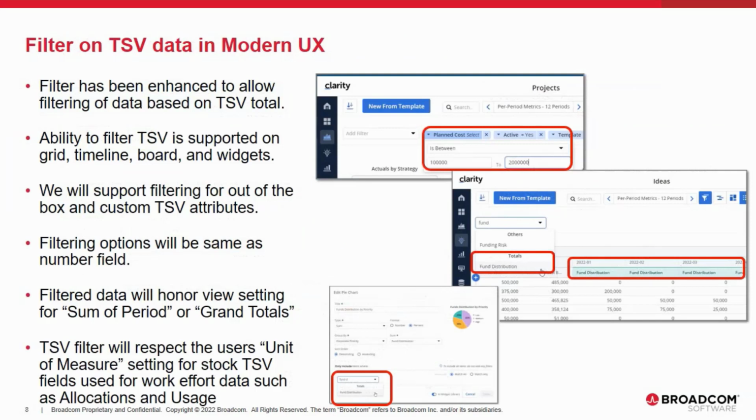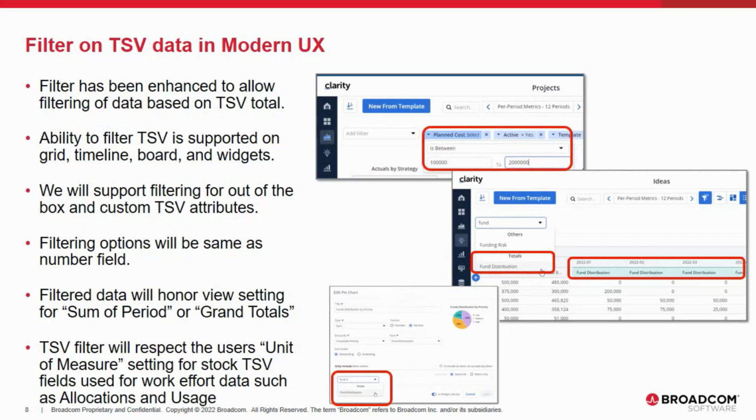We will now have the capability to filter on TSV data in the modern UX. Filter has been enhanced to be available for filtering for TSV data in grid, timeline, board, and widgets. We will support filtering for out-of-the-box values as well as custom TSV values. Filtering option will be same as number field.